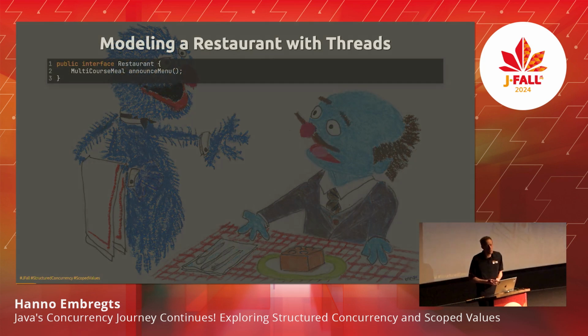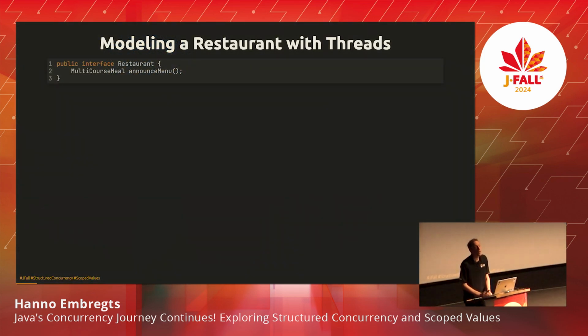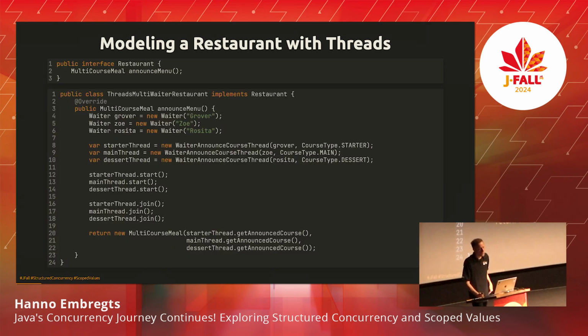If we would model a restaurant in Java with threads, right, the basic building block of concurrency in Java, we would then introduce an interface called Restaurant with a single method announceMenu. This is the method that we are going to implement with various ways to do structured concurrency or unstructured concurrency, as we will see.